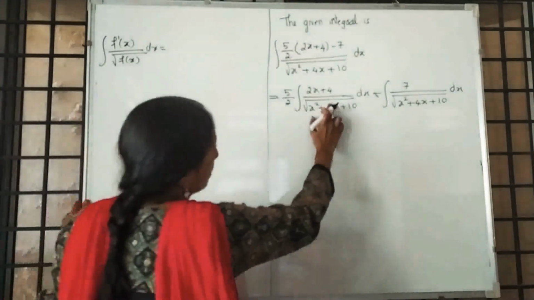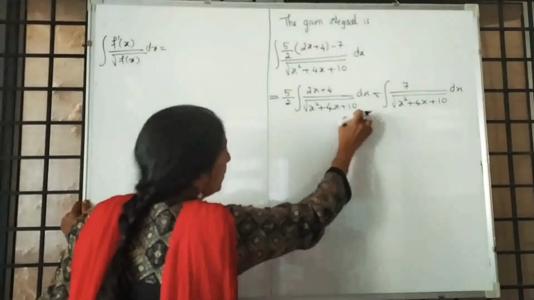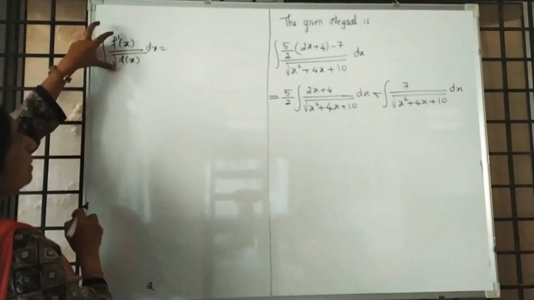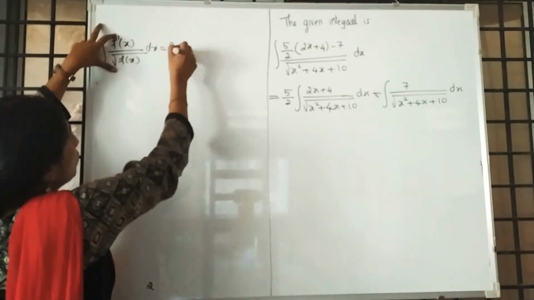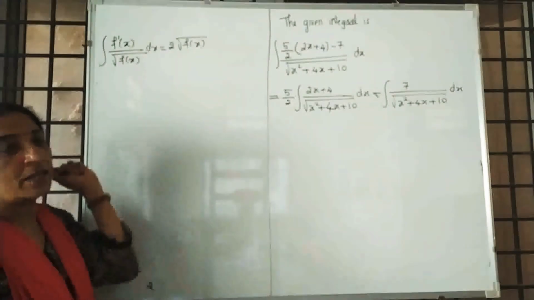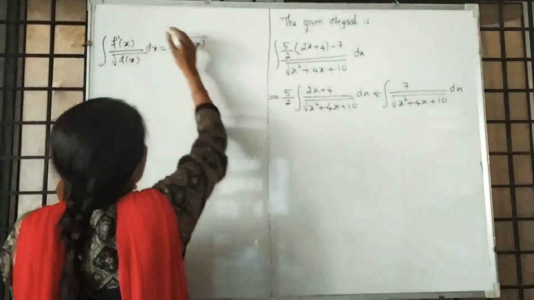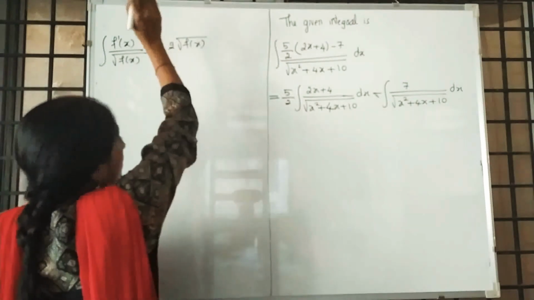Sorry, it is 4x. Differentiation of 4x is 4. Differentiation of the denominator gives you the numerator, or not? Is it in this form? Yes, it is 2 into root of f of x. Directly we can write. That's why I am not making any changes here. This is a very important CET or JEE hint.